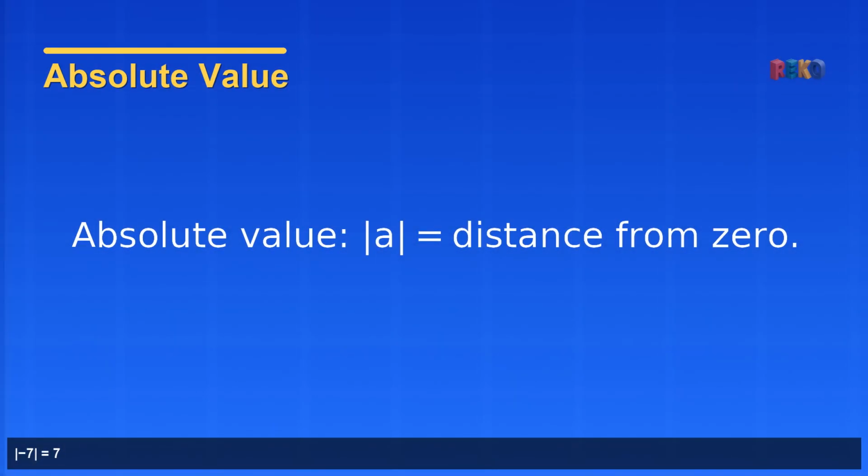The absolute value of a number tells us how far it is from 0 on the number line, without considering direction. In other words, it's always positive because distance can never be negative. For example, the absolute value of -7 is 7. Both numbers are 7 units away from 0, just in opposite directions.